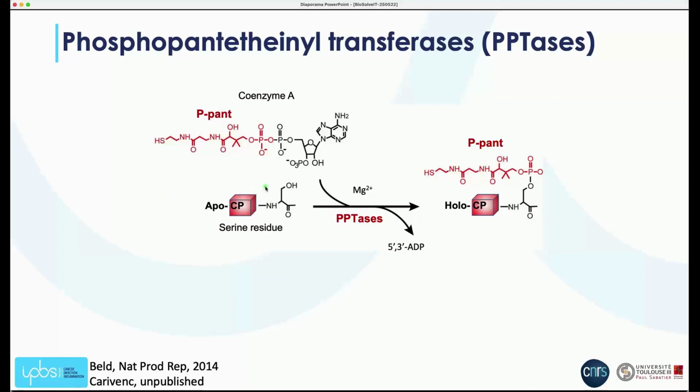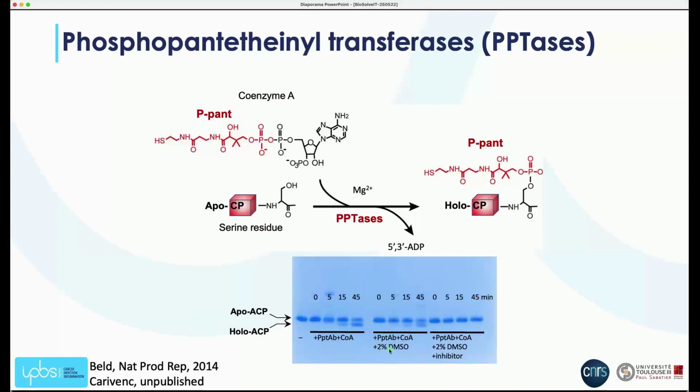So in order to follow the reaction of this PPTase, there is an easy enzymatic assay that can be performed. When the P-pant arm is transferred to the serine residue, you introduce an additional negative charge, which will modify the way this enzyme migrates on a urea PAGE gel. And so you can see the appearance of the second band, which corresponds to the activated CP domain.